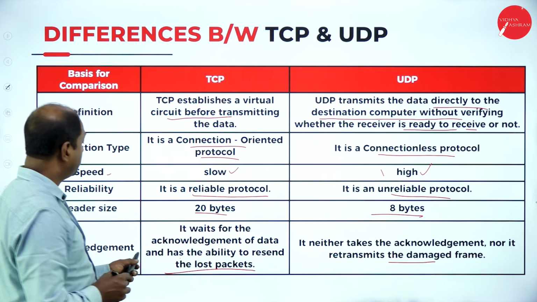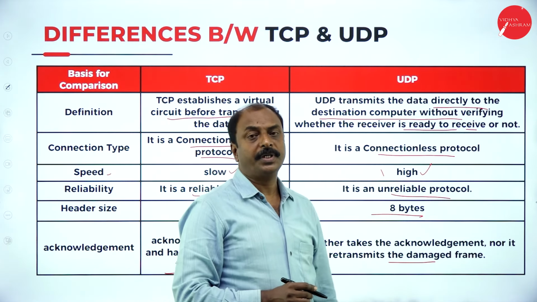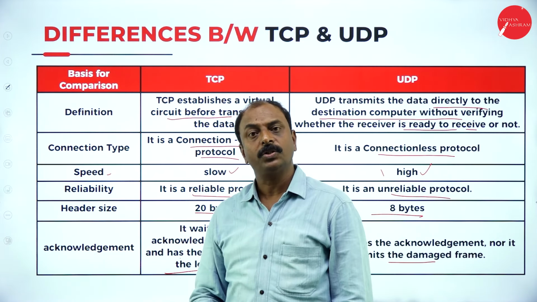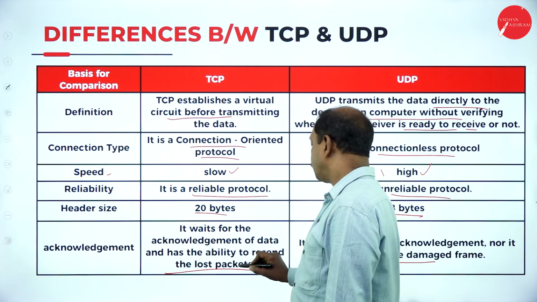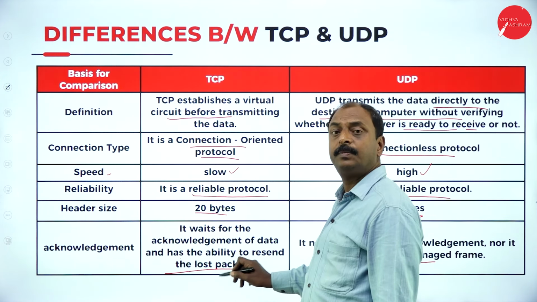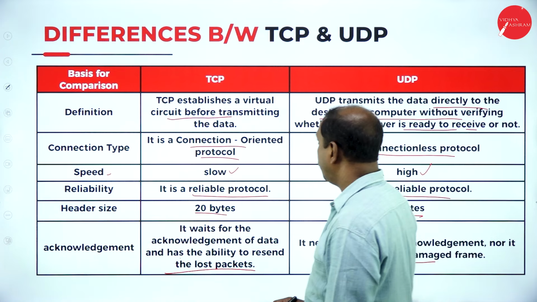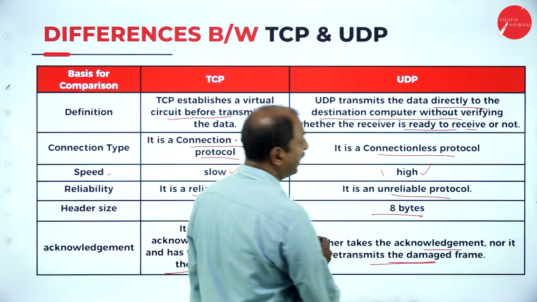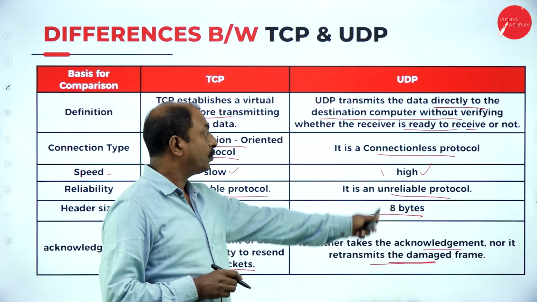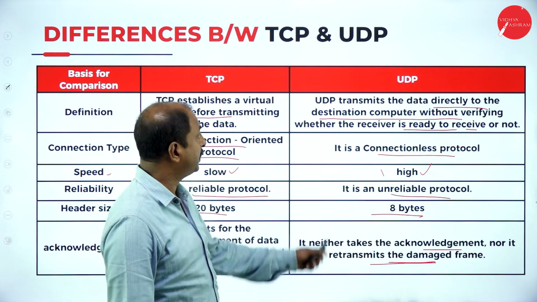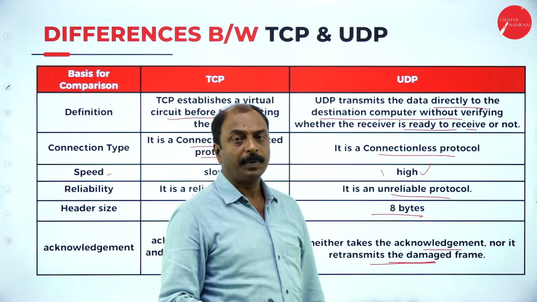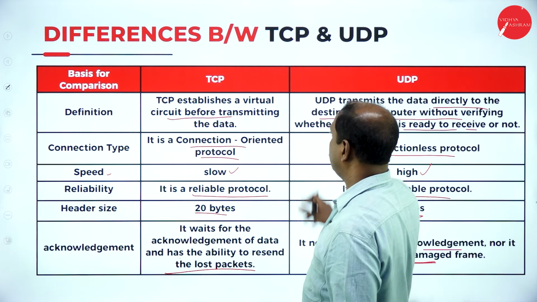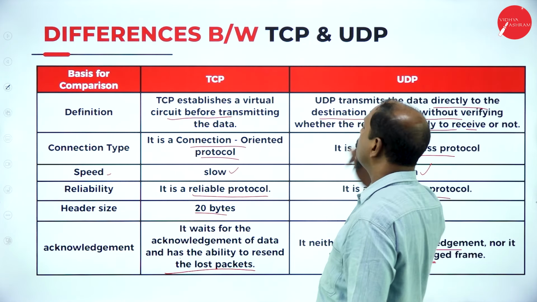So what is the meaning of acknowledgement here? Because TCP is a connection-oriented service, it waits for acknowledgement for each and every packet sent from the host to the destination. And it is also possible to retransmit data which has been lost during transmission in the network. But when you talk about UDP, it neither takes the acknowledgement nor retransmits the damaged data. And as we have seen, there is no sequence numbering in UDP. It is very difficult, or not possible, to find out which data packet has been lost and which one has to be retransmitted. These are the differences between the TCP and UDP protocols.